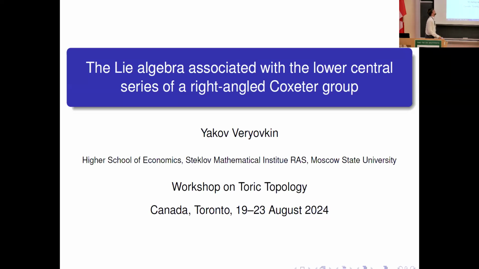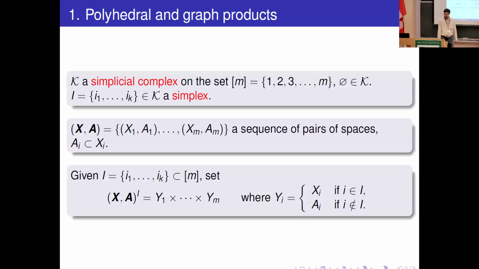My talk is about the Lie algebra associated with the lower central series of a right-angled Coxeter group. Let K be a simplicial complex on the set [m], where [m] is the numbers from 1 to m. Also the empty set is in K, and the elements of the simplicial complex are called simplices.